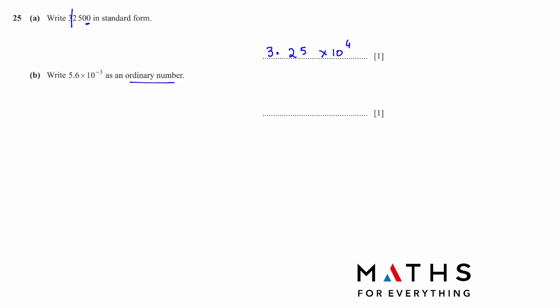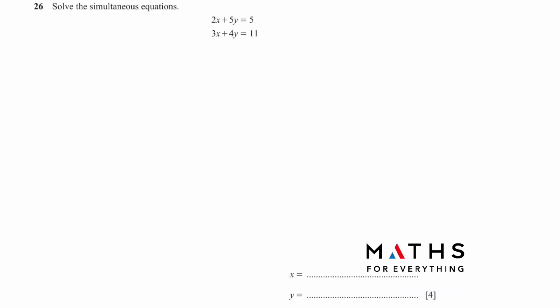To write as an ordinary number, we have 10 to the power of negative 3. Because the power is negative, we move the decimal 3 places to the left. 1, 2, and 3. Where we finish, we put our decimal. The empty places that we have, we fill with 0. And 1 0 before the decimal. So the answer is 0.0056.